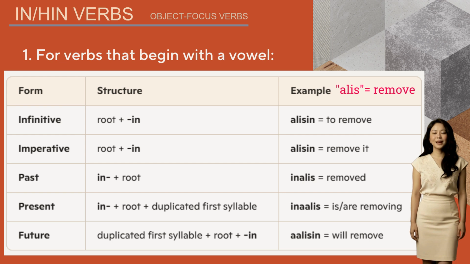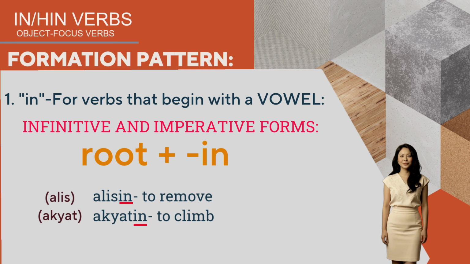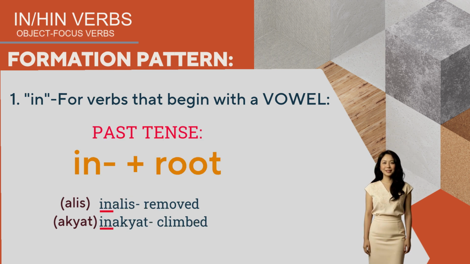We have the formation pattern for the infinitive and imperative forms, and for the past, present, and future tenses. For the infinitive and imperative form, the in goes at the end of the root. So our formation pattern will be root plus in. That's why we get alisin, to remove, akyatin, to climb. In the past tense, the in shifts to the front of the root. So our formation pattern will be in plus the root verb. So we get inalis, removed, inakyat, climbed.